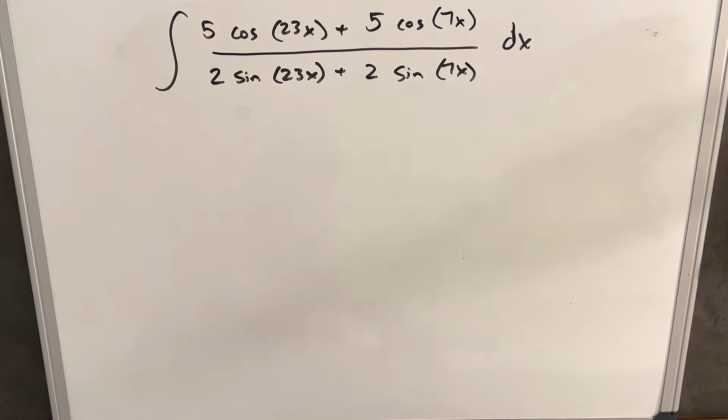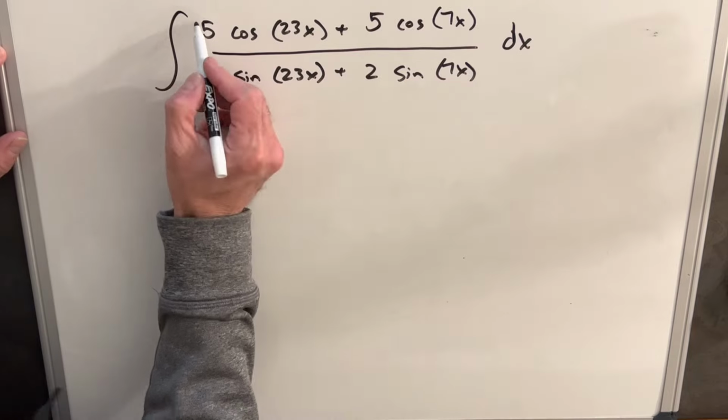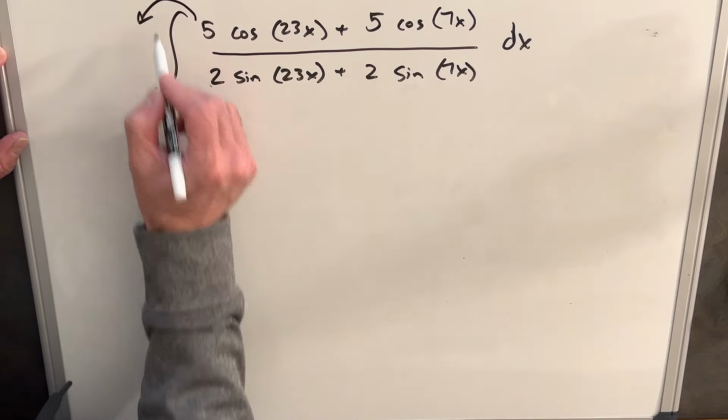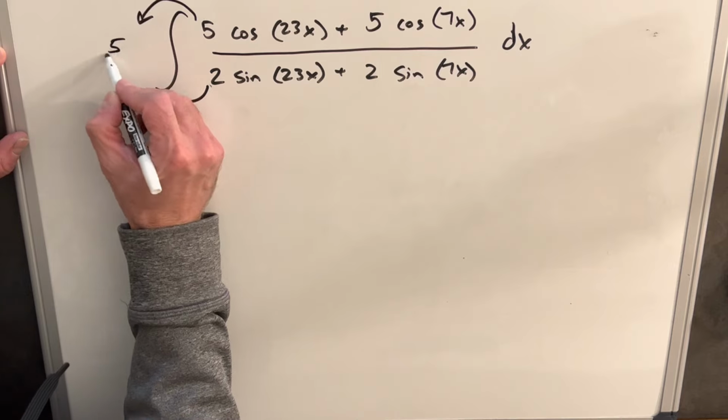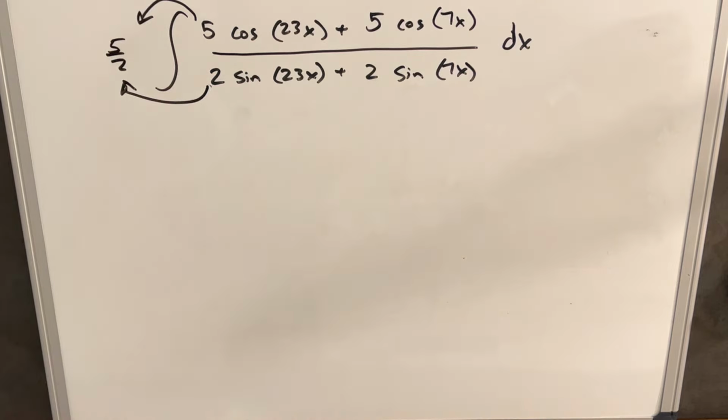Hi, we have this big integral on the board: 5 cosine 23x plus 5 cosine 7x over 2 sine 23x plus 2 sine 7x. To start with, we can factor a 5 out of the numerator and a 2 out of the denominator. So we're going to have a 5/2 out front when we do that.